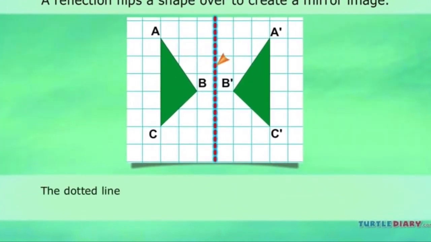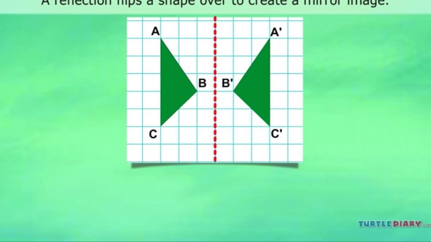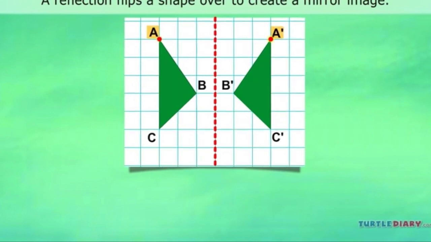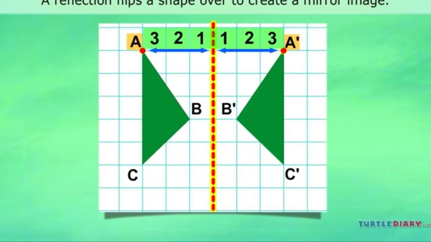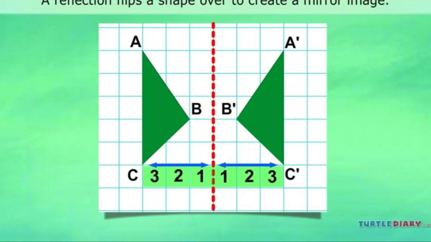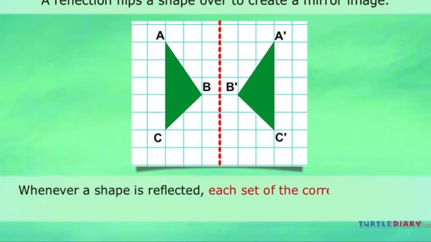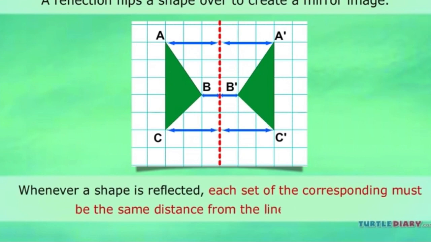Notice that the dotted line is called the line of reflection. It is also sometimes referred to as the axis of reflection or the mirror line. Can you see how the original point A and the new point A are the exact same distance, 3 units, from the line of reflection? The same is true for point B's 1 unit away and point C's 3 units away. Whenever a shape is reflected, each set of corresponding points must be the same distance from the line of reflection.